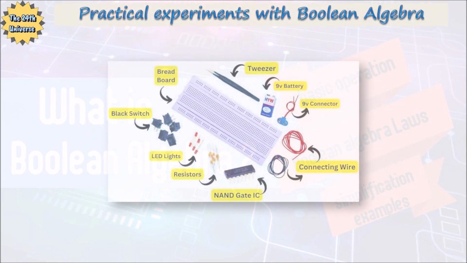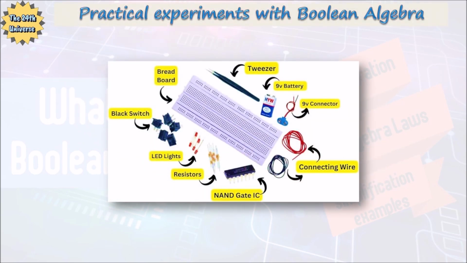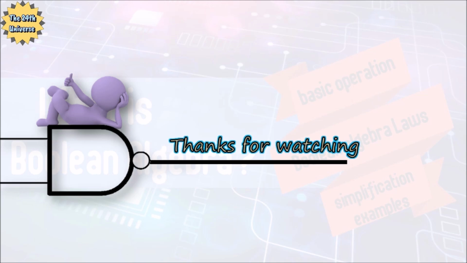In order to start with practical experiments, one has to buy a few things such as a breadboard, a few wires, a few ICs, resistors, push button switches, and a few LEDs. And that's it. I hope you have got some insights on Boolean algebra.